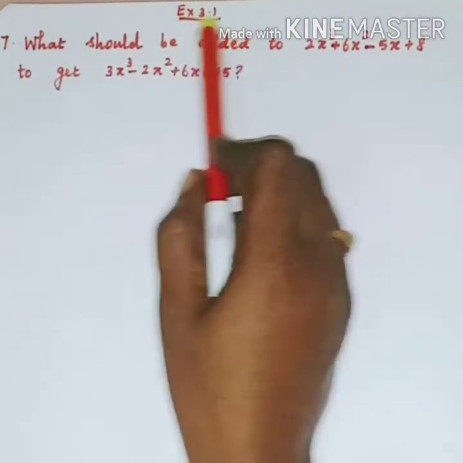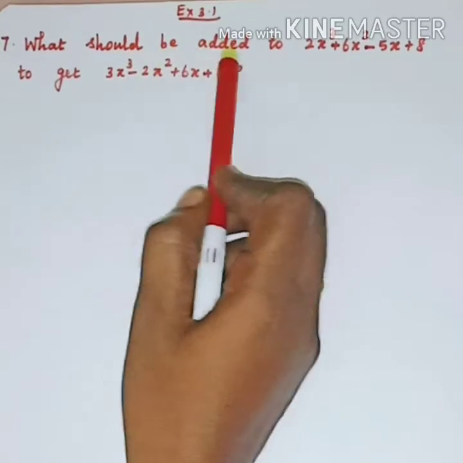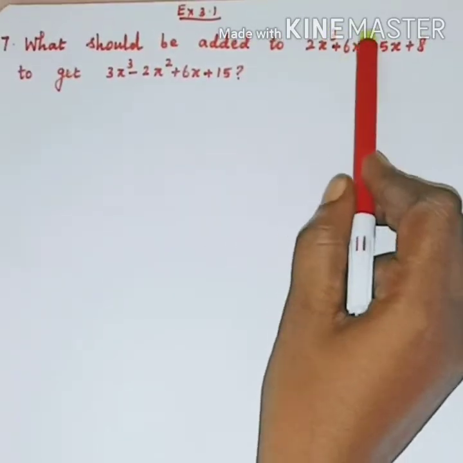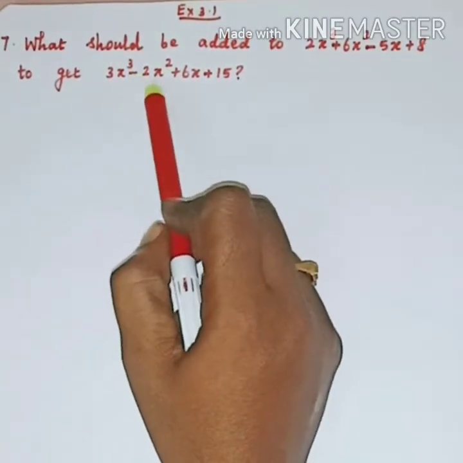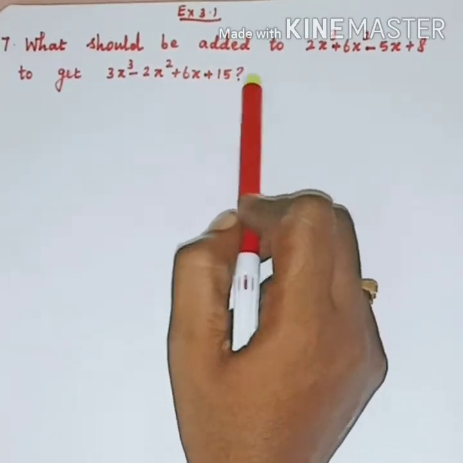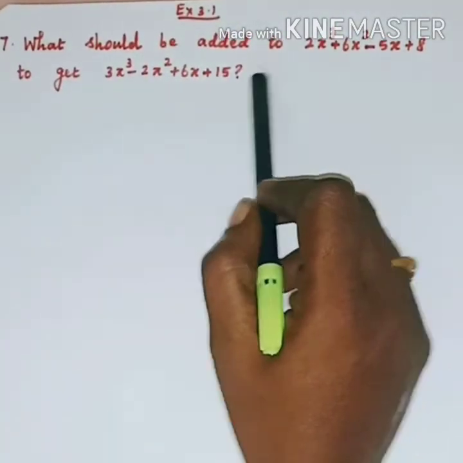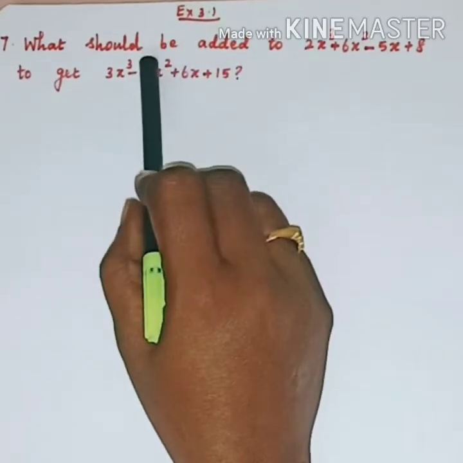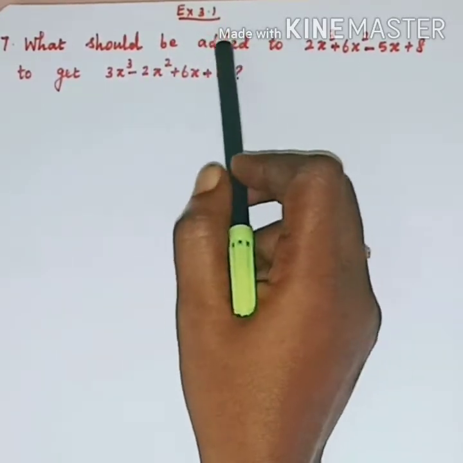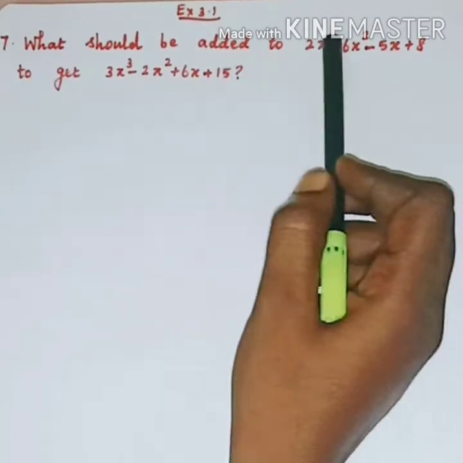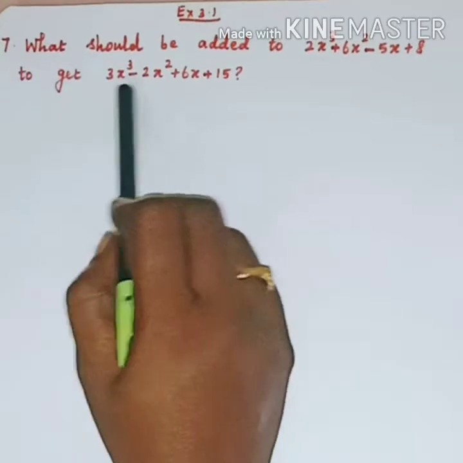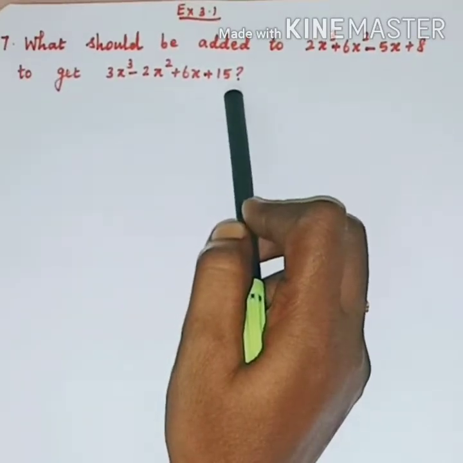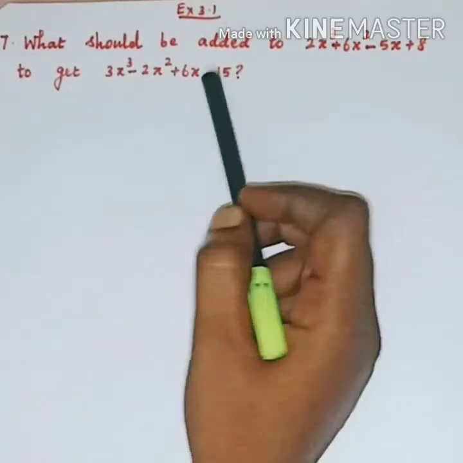Exercise 3.1, 7th sum. What should be added to 2x cube plus 6x square minus 5x plus 8 to get 3x cube minus 2x square plus 6x plus 15? What they are asking is, we have to add some polynomial to this expression, and we will get this expression. So, find that polynomial. This is the question.